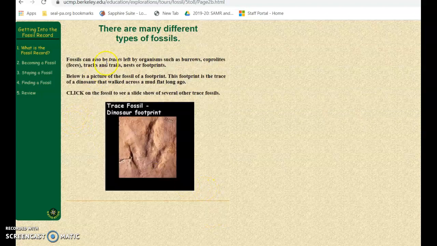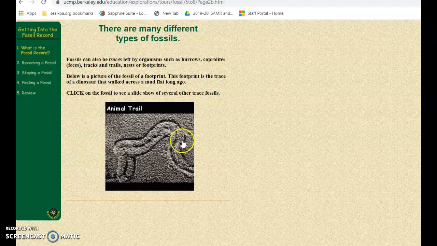Fossils can be traces left by an organism, such as burrows, coprolites, which is poop. Feces means poop. Tracks and trails, nests or footprints. Below is a picture of a fossil of a footprint. This footprint is the trace of a dinosaur that walked across a mud flat long ago. Click on the fossil to see a slideshow of several other trace fossils.